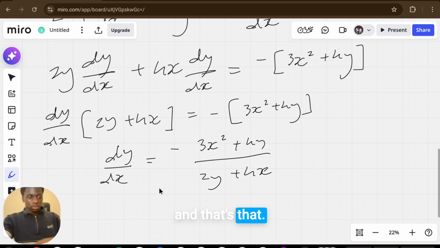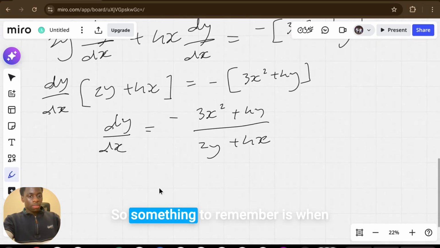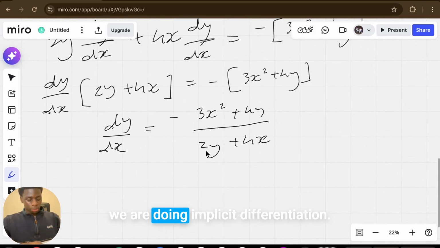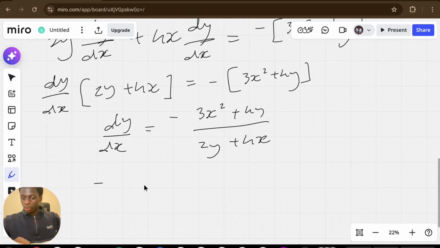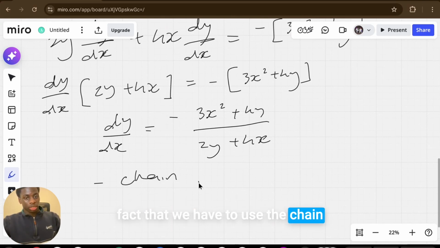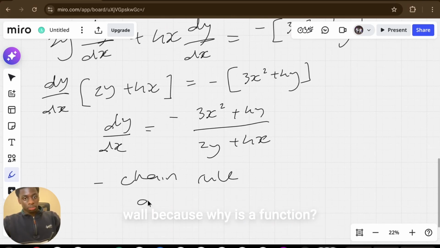And that's that. So something to remember is when we're doing implicit differentiation, we have to pay attention to the fact that we have to use the chain rule because y is a function.